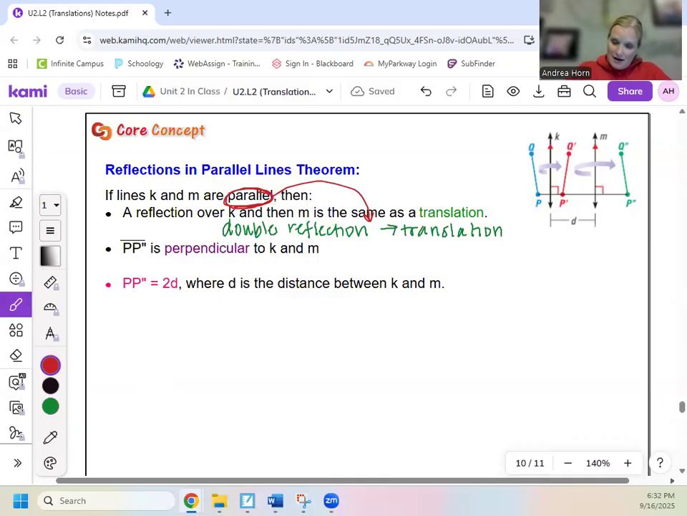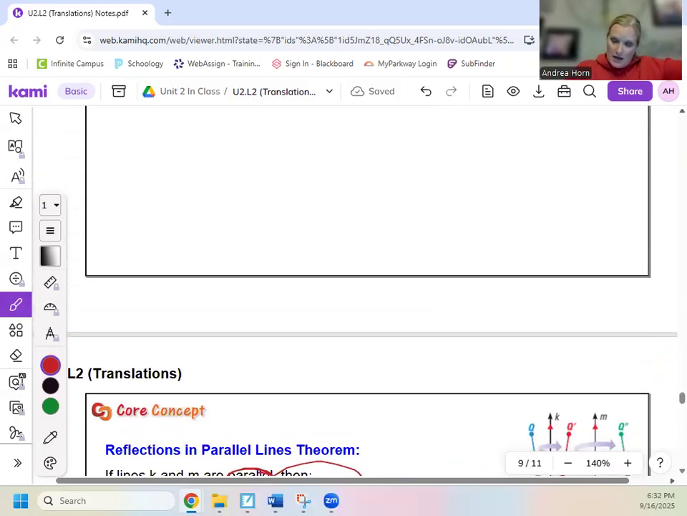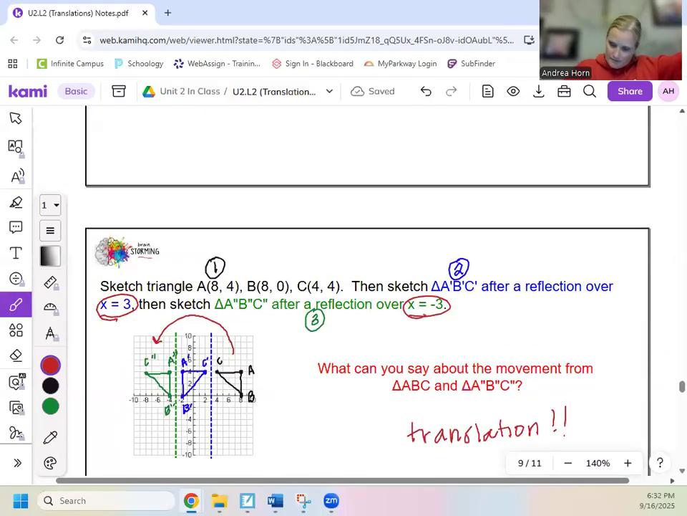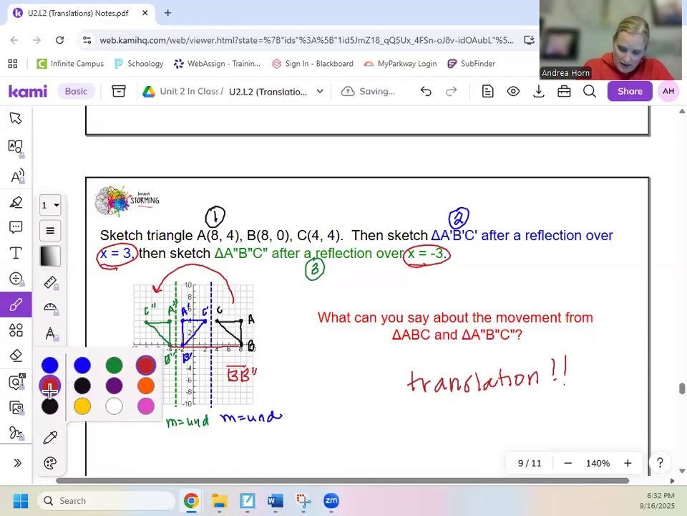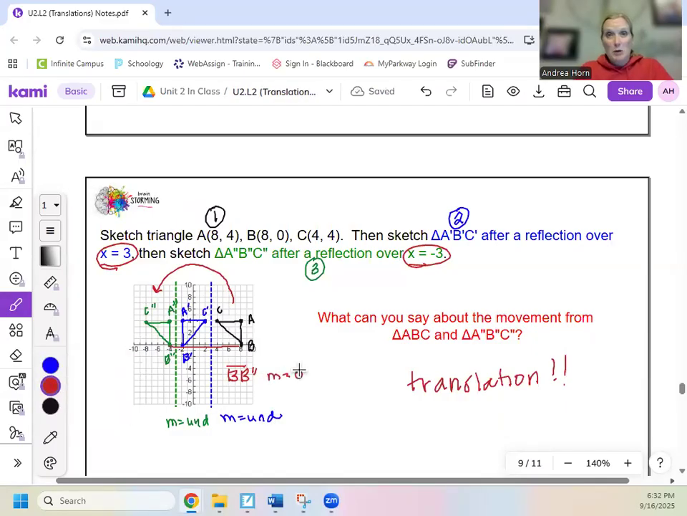So what am I talking about? If I go back up here and look at my reflection segment, let's say from B to B double prime, notice that the slopes of my lines are undefined. My slope of my green line is undefined. My slope of my blue line is undefined, but my slope of my reflection segment is 0, so it's perpendicular.